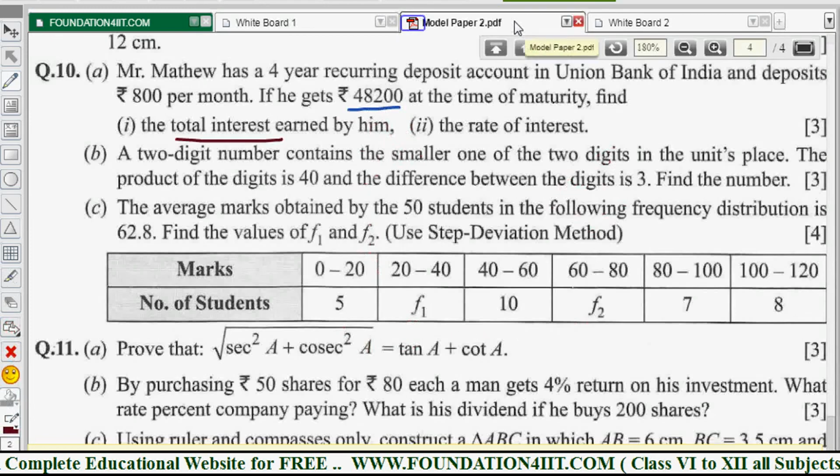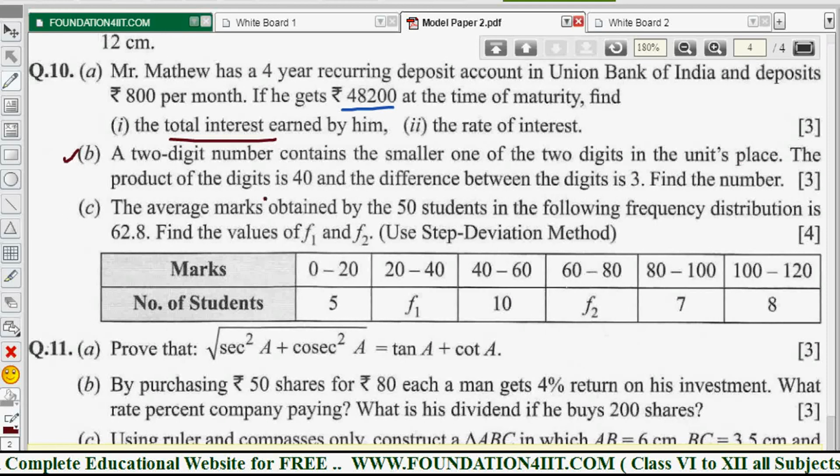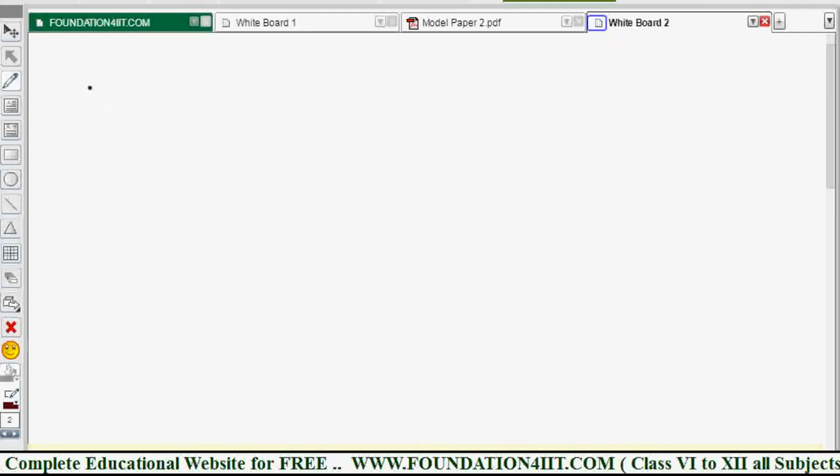Now, see the next question. A 2-digit number contains the smaller one of the 2 digits in the units place, and the product of the digits is 40 and the difference between the digits is 3. The 2-digit number contains the smaller of the 2 digits in the units place. The conditions are that the product of the digits is 40 and the difference between the digits is 3.